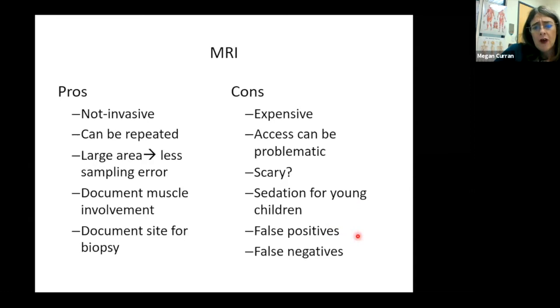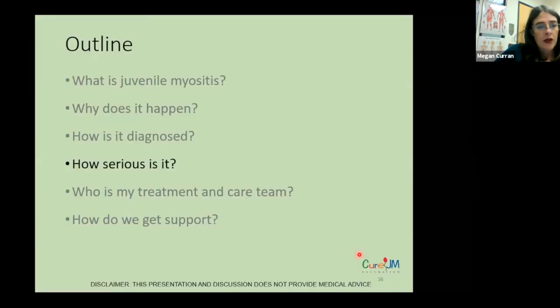It can also have false positives, meaning the inflammation might be there, but it might not be dermatomyositis. And it can even have false negatives, so muscles can be inflamed without the MRI really looking abnormal. So we'll talk now about how serious dermatomyositis or myositis can be.